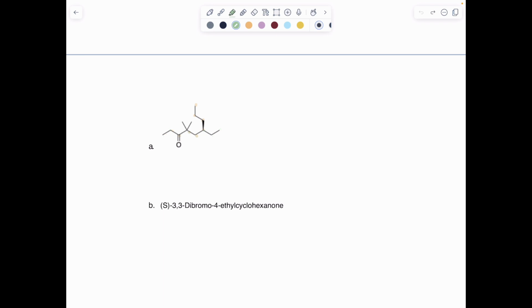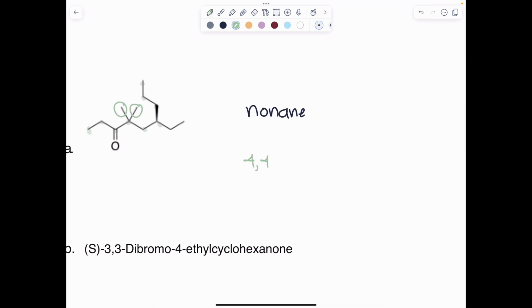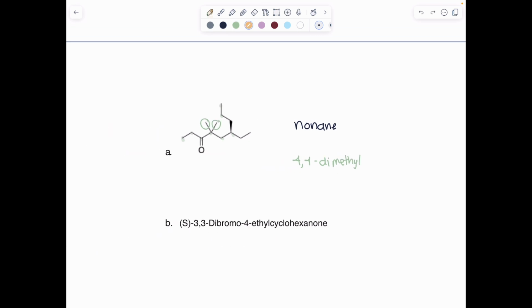However, in order to name it in the proper direction, we need to put the carbonyl carbon on the lowest possible number. So we're going to name it this direction, 1, 2, 3, 4, 5, 6, 7, 8, 9. So the parent chain is going to be nonane. And then our substituents, we have a methyl group. So that's going to be 4,4-dimethyl. We have this ethyl group coming off of carbon 1, 2, 3, 4, 5, 6.